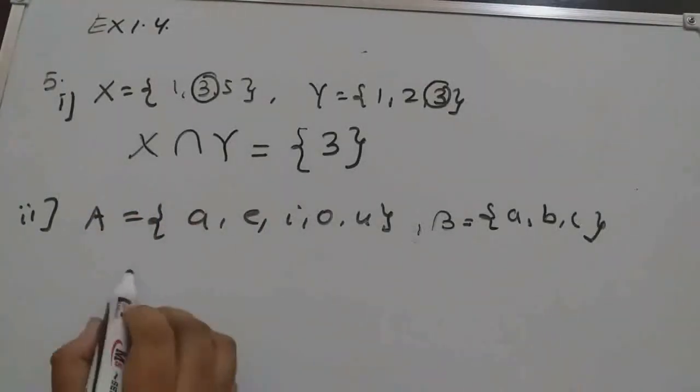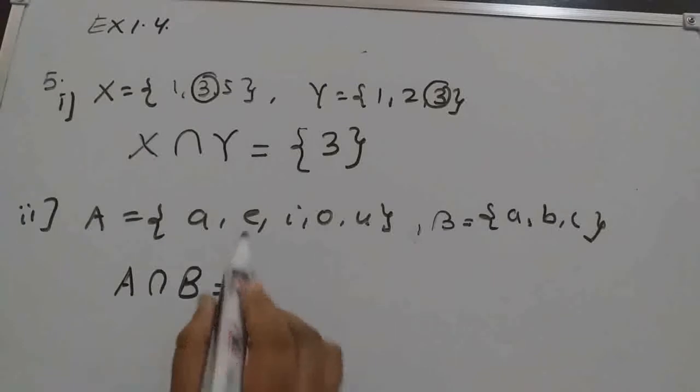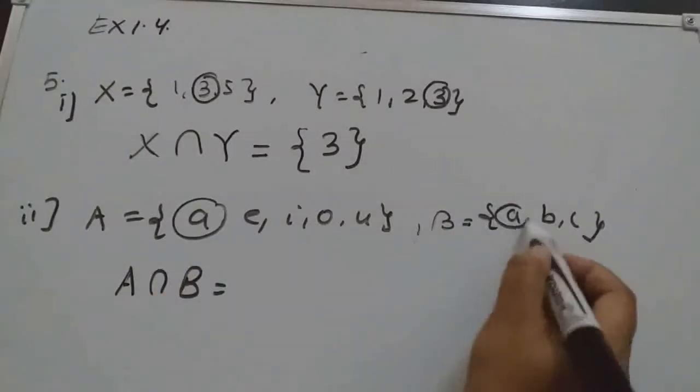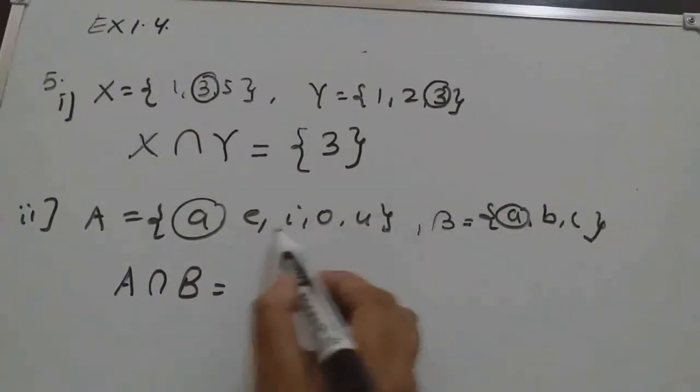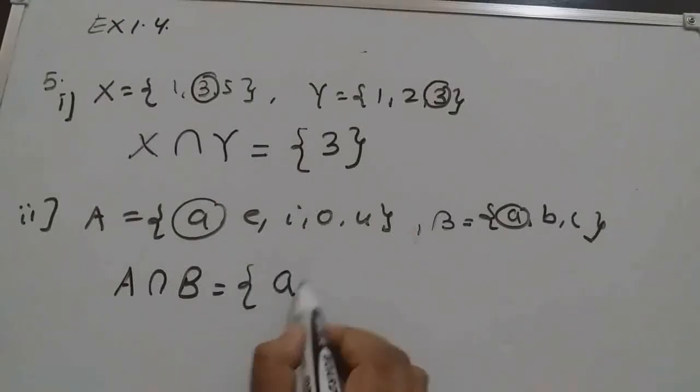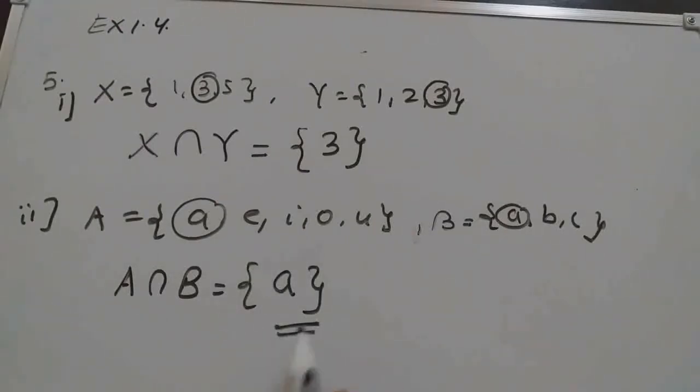Now A intersection B will be, how many elements are common? A is common, yes, and no other elements are common. So here also the answer will be one singleton set which is equal to A.